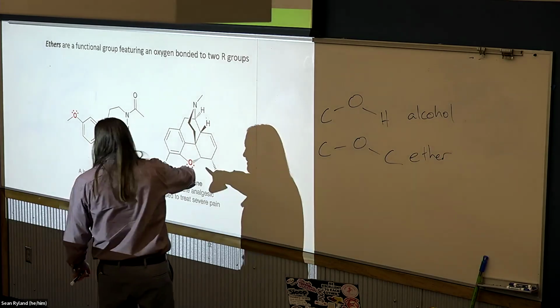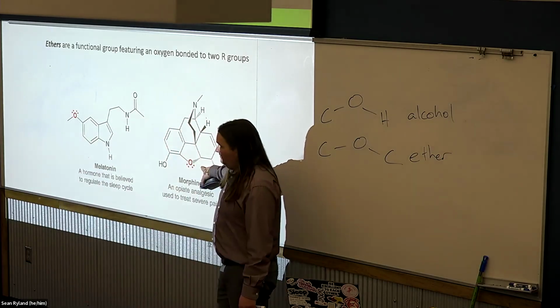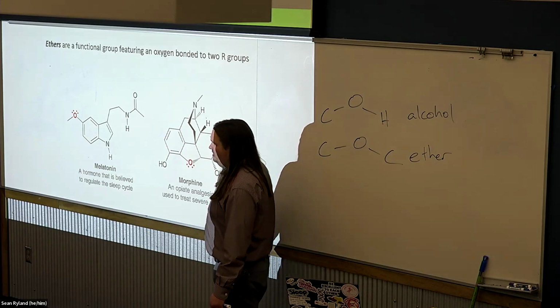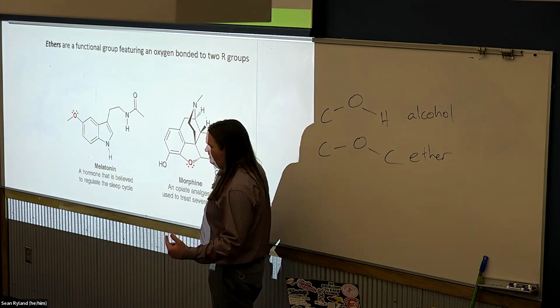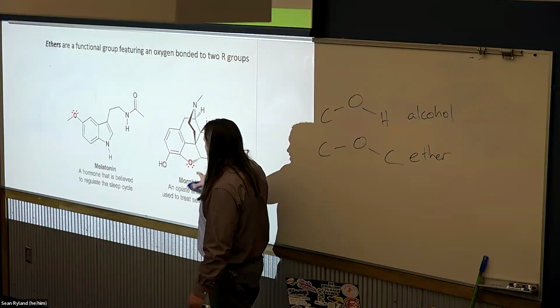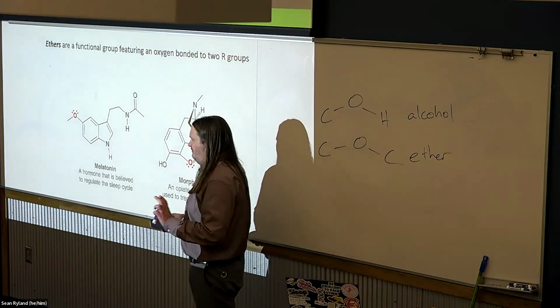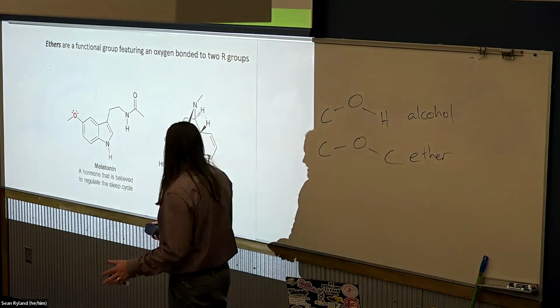And you can have cyclic ethers. That's a fairly common thing to see, where you have an oxygen as part of a ring structure. That's not uncommon, so we call it a cyclic ether. Naming those gets a little bit different, but don't worry about that, we're not gonna get into that.